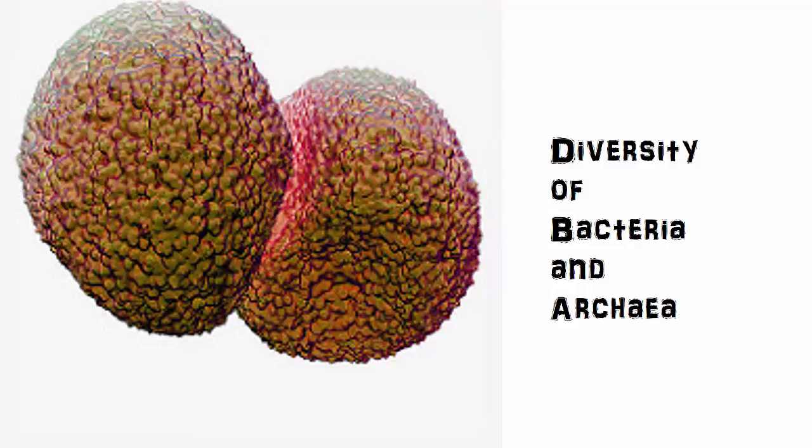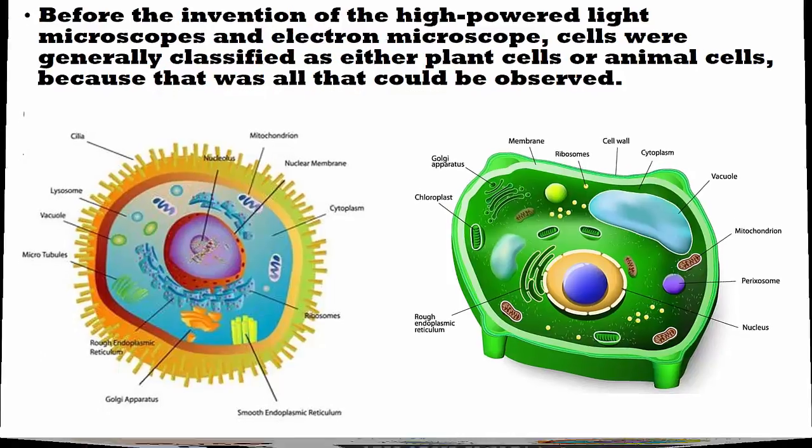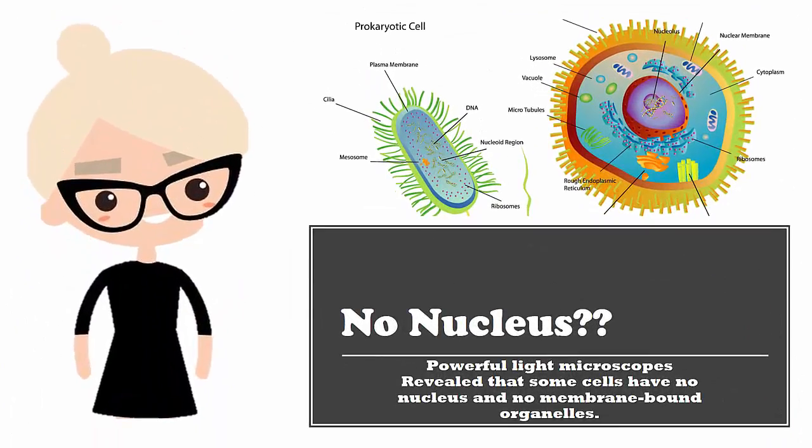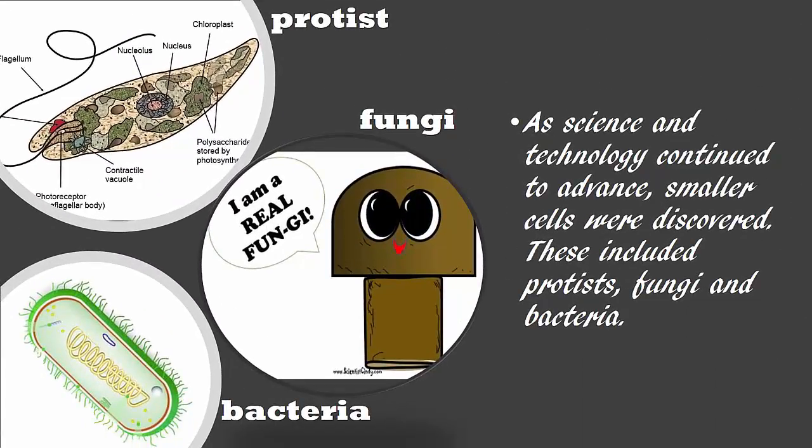Diversity of bacteria and archaea. Before the invention of high-powered light microscopes and electron microscopes, cells were generally classified as either plant cells or animal cells, because that was about all that could be observed. Powerful light microscopes revealed that some cells have no nucleus and no membrane-bound organelles. As science and technology continued to advance, smaller cells were discovered. These included protists, fungi, and bacteria.